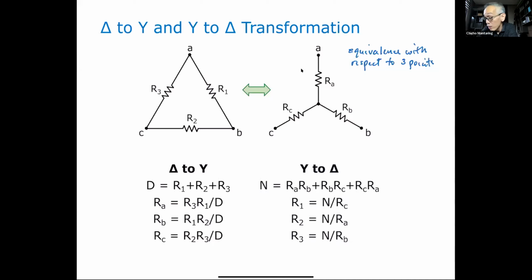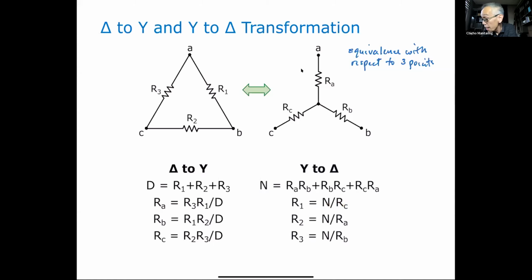If I'm computing for R1, my numerator is the resistance connected opposite R1 in the Y. So R1 is here. My numerator is this resistance. It is opposite R1 in the Y. Okay, so that's RC. Sorry, my denominator, not my numerator. My numerator is the sum of the products. So my denominator for R1 is N over RC.